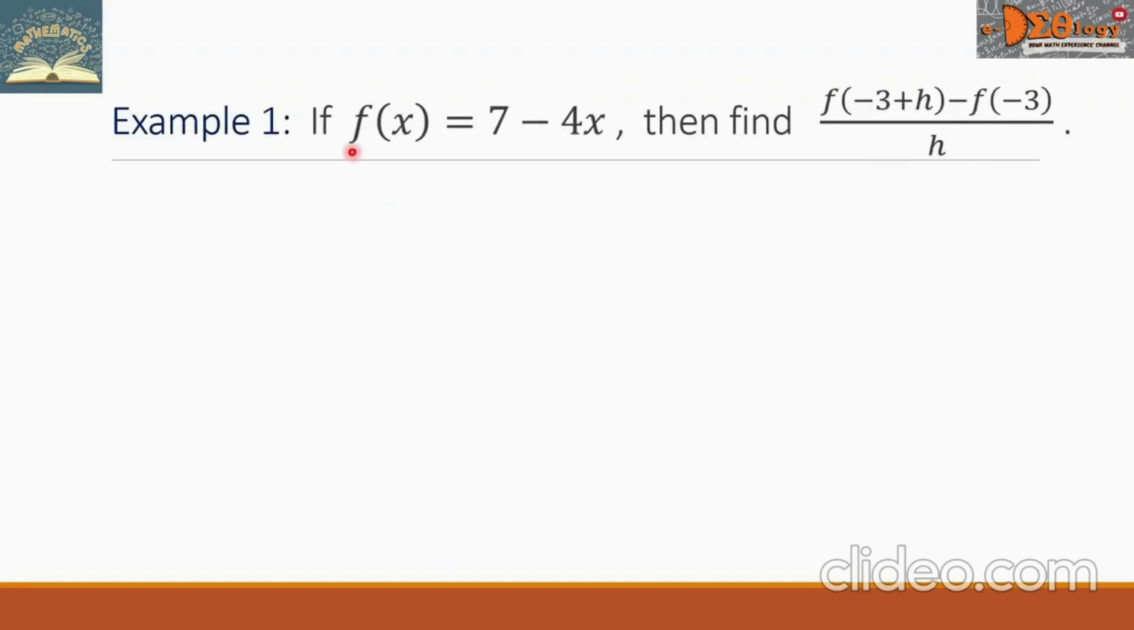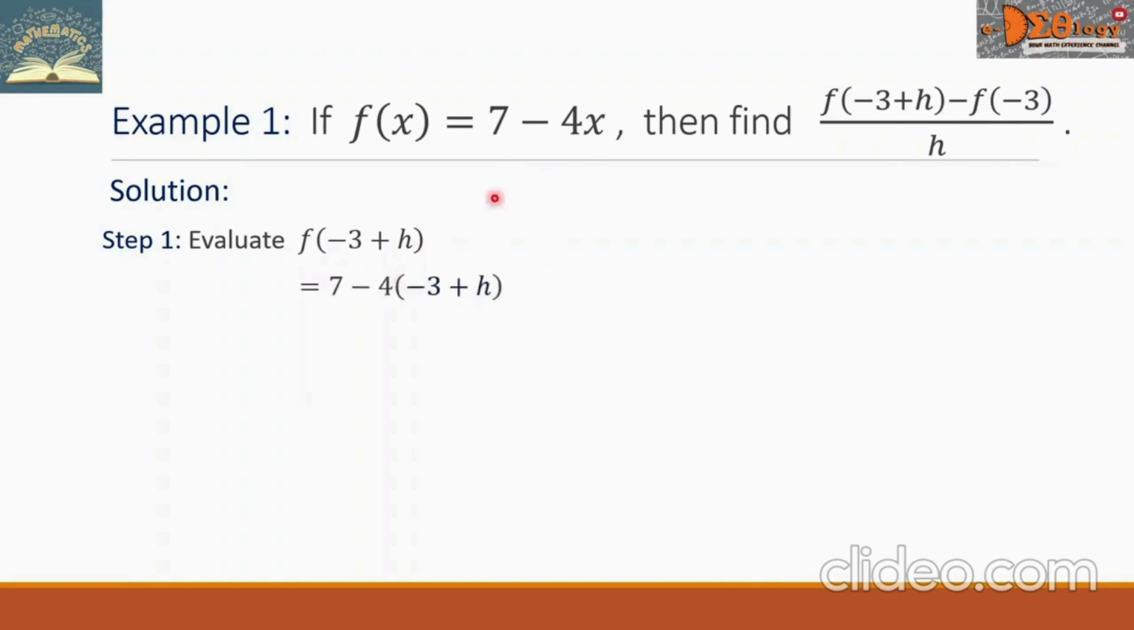Example 1. If f of x equals 7 minus 4x, then find the difference quotient. In here, we're going to evaluate the two functions first in our numerator. Let's begin with the first function, the f of negative 3 plus h. Our f of x is here. Therefore, for the f of negative 3 plus h, we will change the x by this value. So we have the 7, we copy here, minus the coefficient 4 with the x becomes negative 3 plus h.